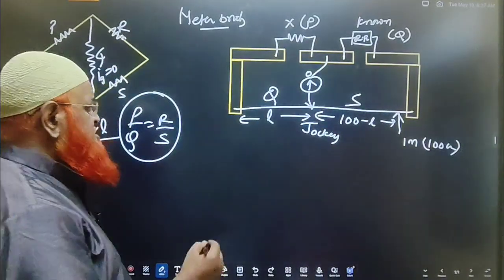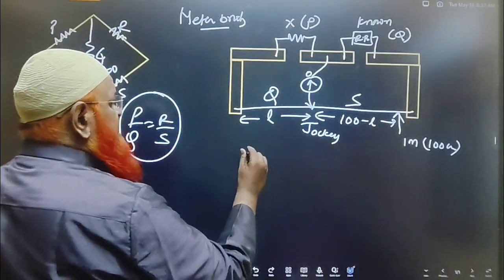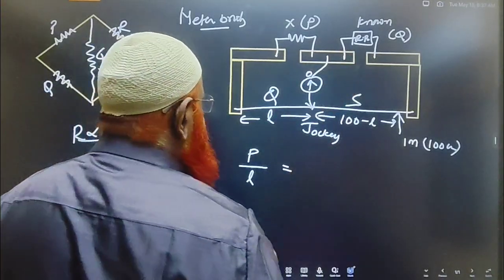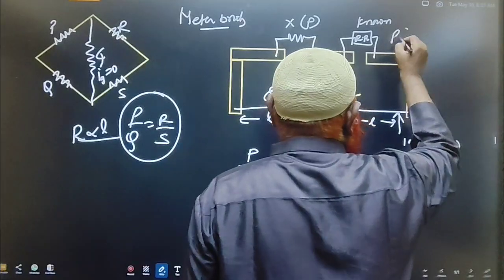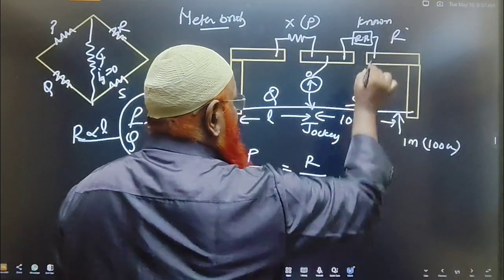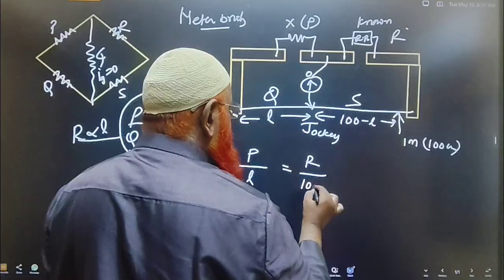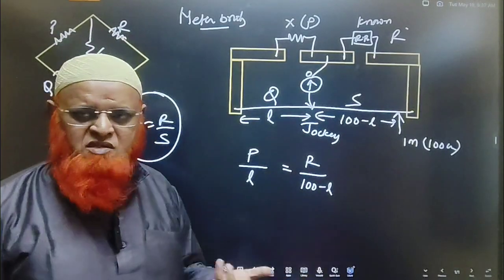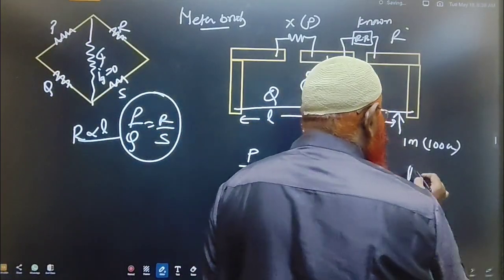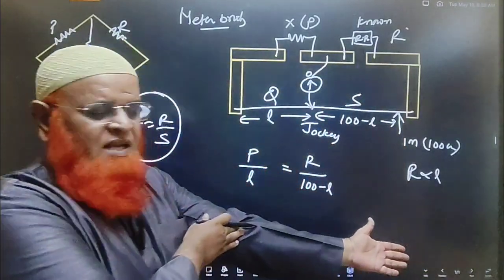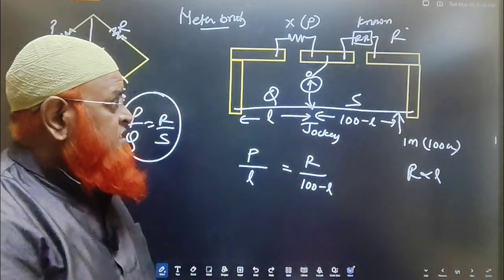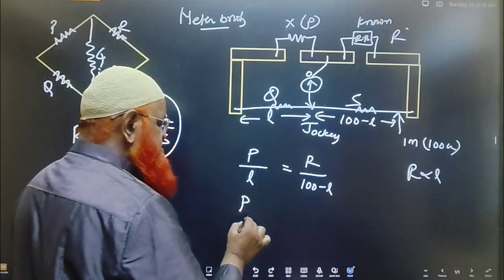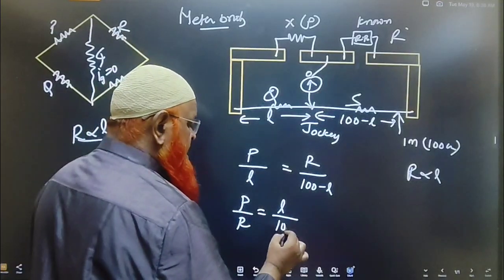We can apply the balancing condition P by Q. Here P is P only and Q is nothing but L. And here R is nothing but this, and this is S. So I can write R, and S is nothing but the remaining length. Okay, so you might be having doubts. Sir, you are taking resistance here, but you are taking length here. What is the meaning of that? I told you that resistance is always directly proportional to length. The greater the length of the wire, the greater the resistance. This wire also has resistance. So we can write P by R is equal to L by 100 minus L.